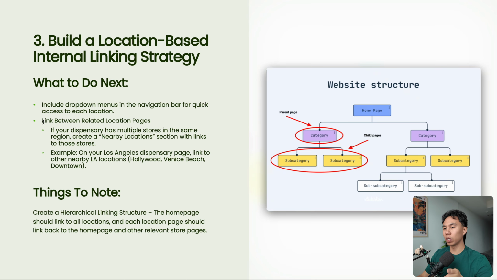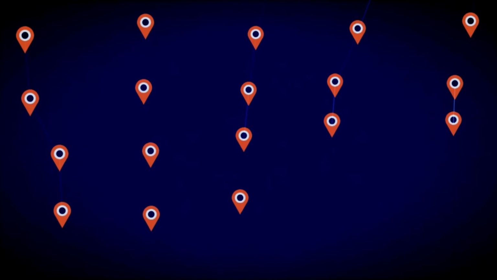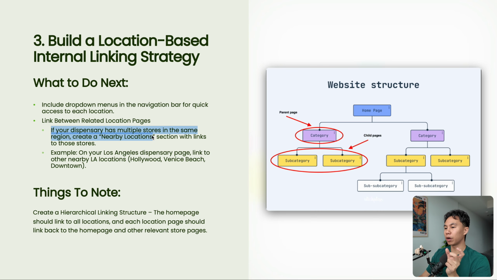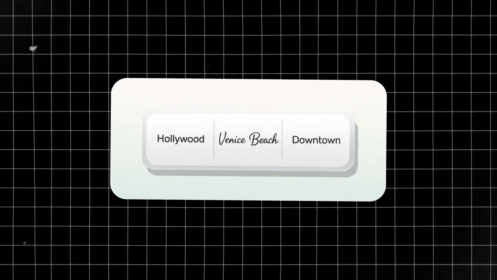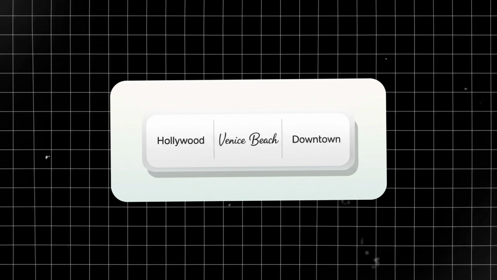So then what you also want to do is link between those related location pages as well. If your dispensary has multiple stores in the same region, you want to create nearby regions sections with links to those stores. For example, your Los Angeles dispensary pages can have links to other nearby LA locations. You can link to Hollywood, you can link to Venice Beach, and then you can link downtown.